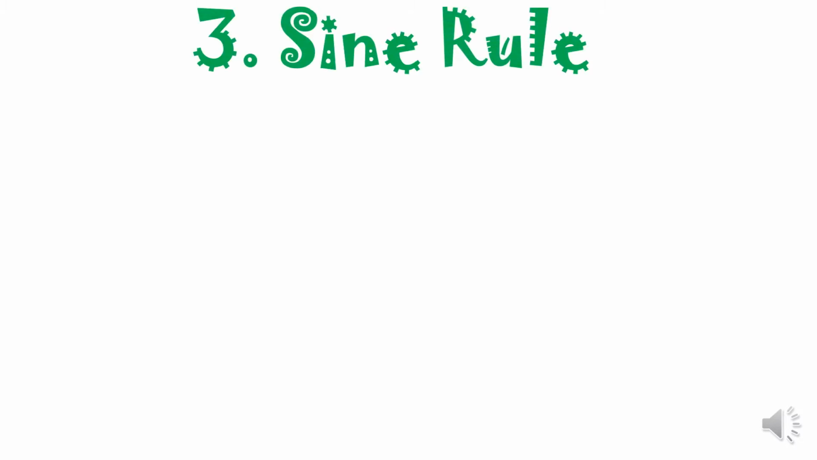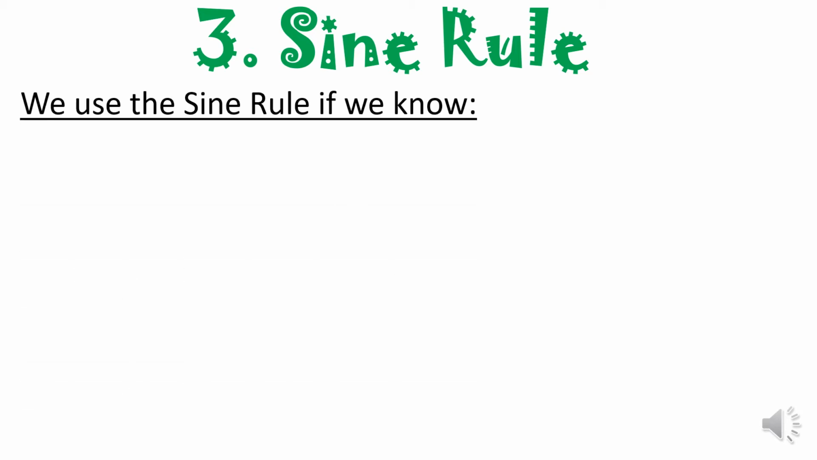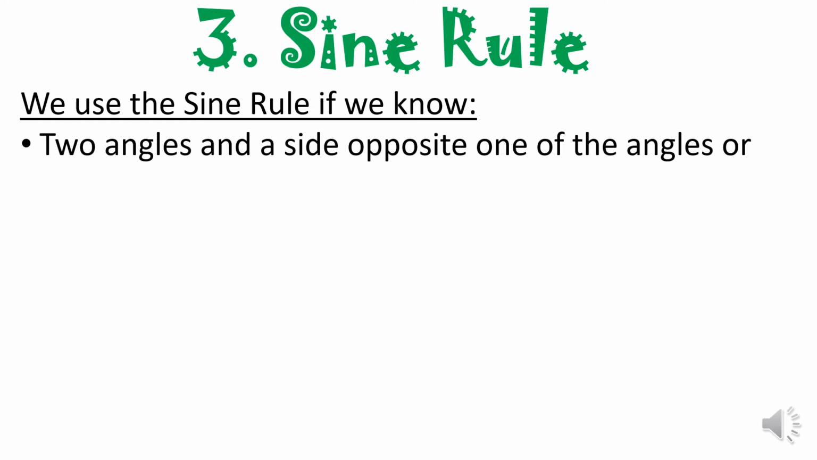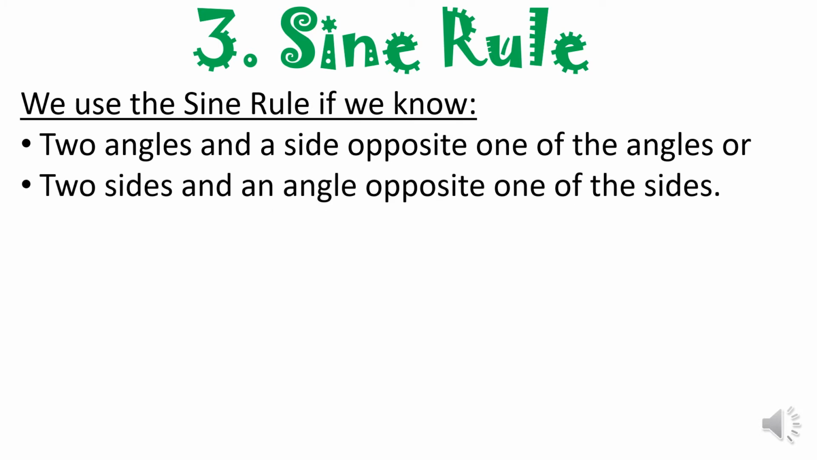Number 3, the sine rule. We use the sine rule if we know 2 angles and a side opposite one of the angles, or 2 sides and an angle opposite one of the sides. In any triangle ABC, there are 2 different ways that we can actually work these out. So there are 2 different formulas that you can use.